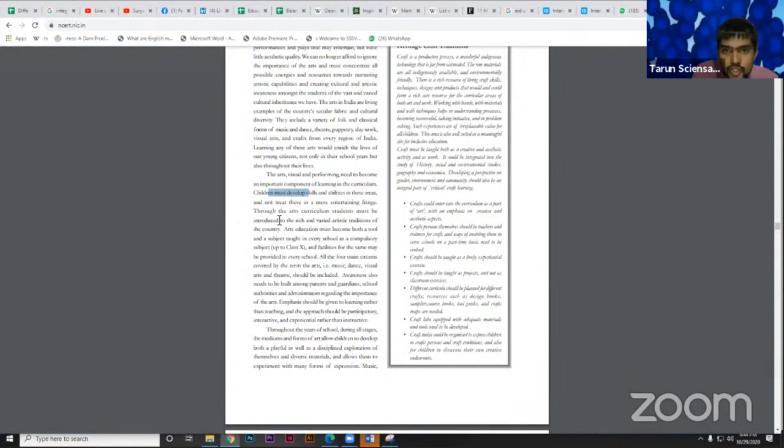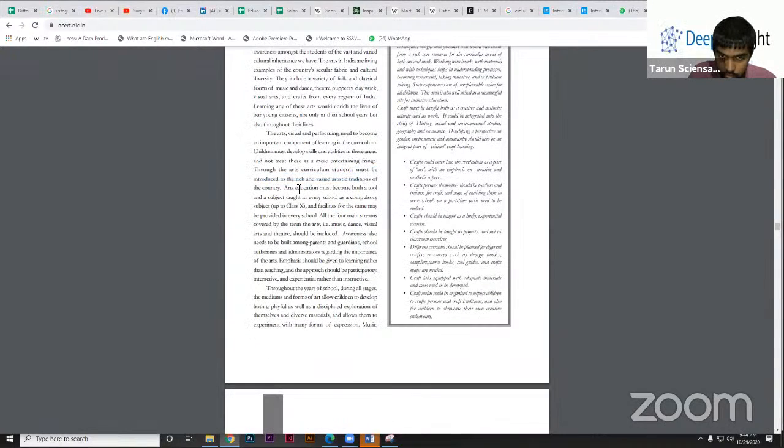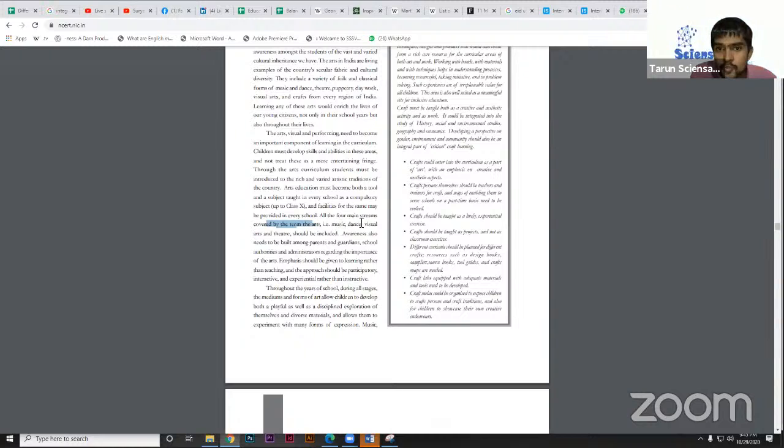Children must develop these skills in these areas and not treat them as merely entertaining fringe. Through the arts curriculum, students must be introduced to rich and varied artistic traditions of the country. Arts education must become both a tool and a subject taught in every school as a compulsory subject, and facilities for the same may be provided in every school. All the 4 mainstreams covered by the term arts, music, dance, visual arts, and theatre should be included.